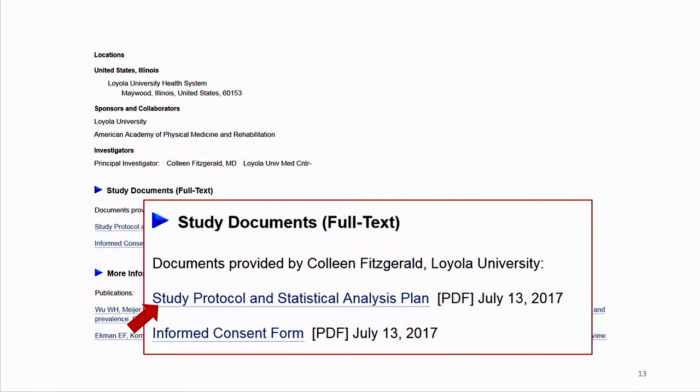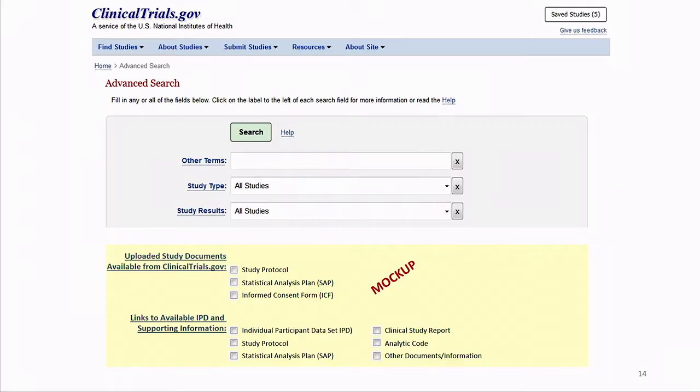This is where you can find them in the bottom of the registry record under a section called Study Documents. And then finally, our plan is to add an advanced search option, a structured option to find studies that have either uploaded documents, like I just said, or links to IPD and links to the data set. So we encourage people to use these data for that. And I'll stop there. Thanks very much, Deb.